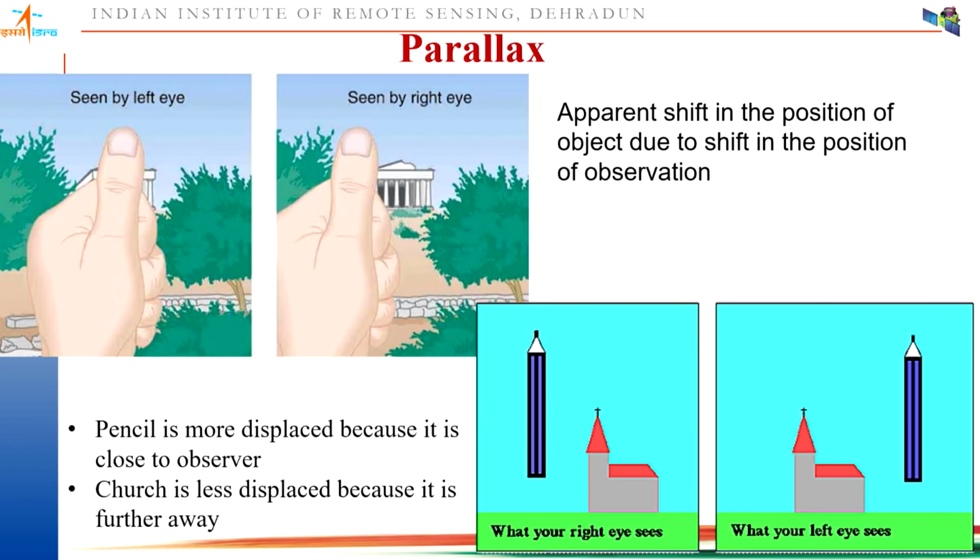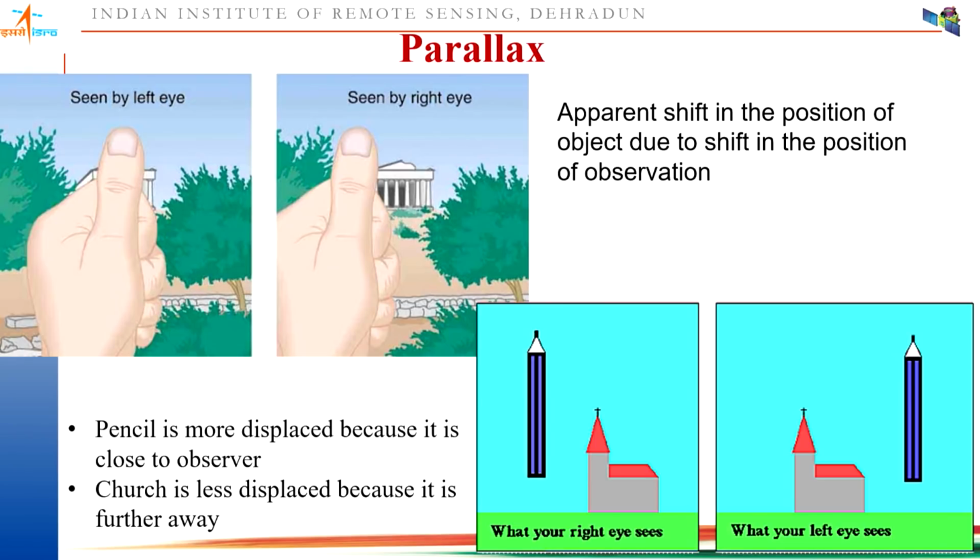So you all can do this experiment just now also. You can extend one finger like this, close one eye, close the other eye, do it at a faster pace. You will feel that the finger is moving. If you do it slowly, you will not feel it. But if you do it at a faster rate, you will feel that the finger is moving. Whereas you are not moving the finger, only the position of observation has been changed from left eye to right eye, and so on. So this is what parallax is.